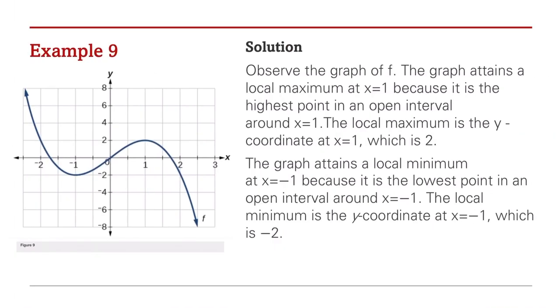Okay. A local maximum when x is 1, the local maximum value is going to be what, 2 when x is 1. The local minimum value is going to be -2 when x is -1. Okay.